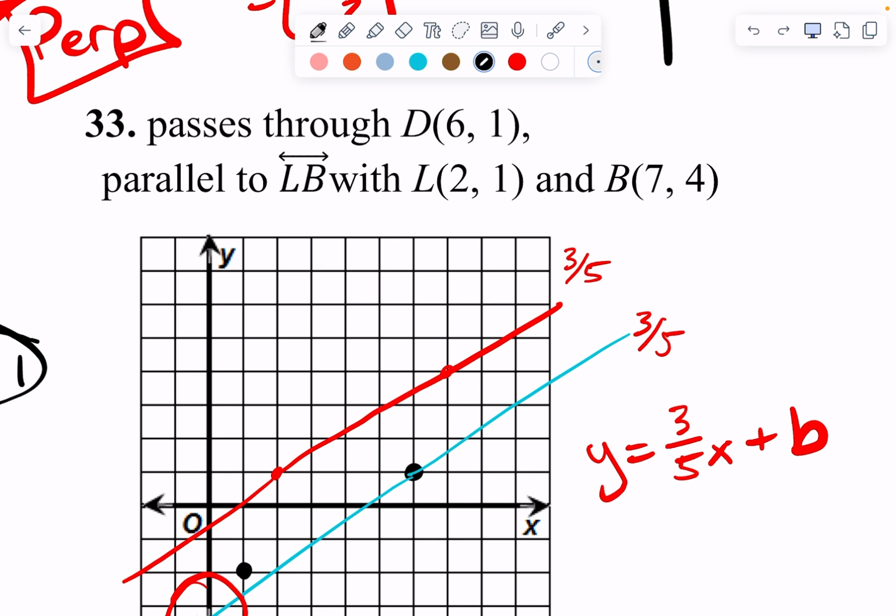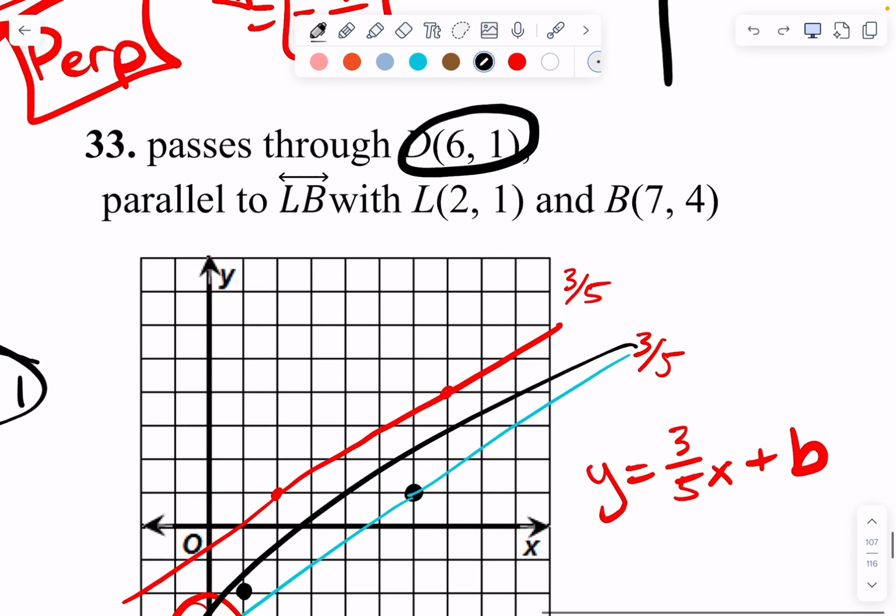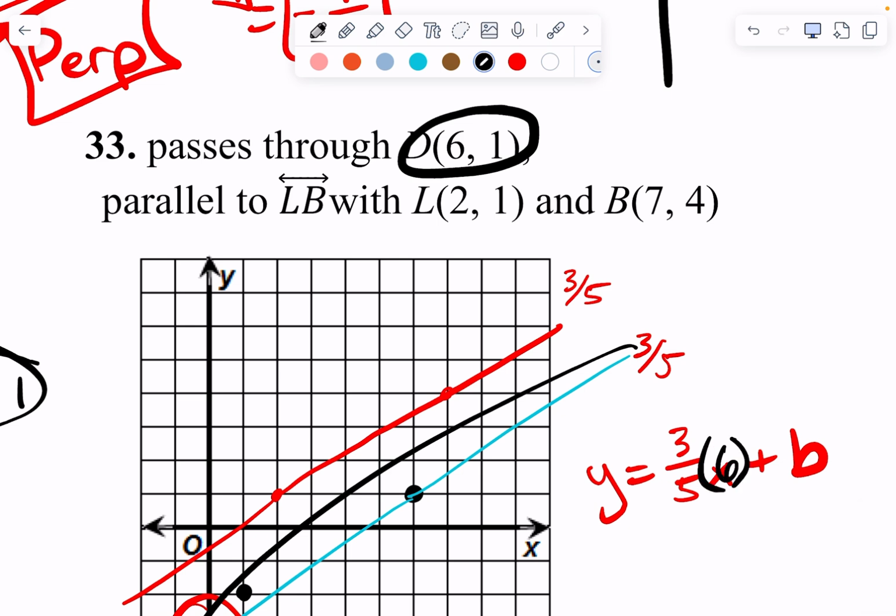Okay, so how do I find b? Plug in a point. Which point? There's 3 of them. Do I get to choose? The only point I get to plug in is (6, 1) because that's the only one that I know lives on this line, right? Okay, (6, 1). So I'm going to plug 6 in here and 1 in here.